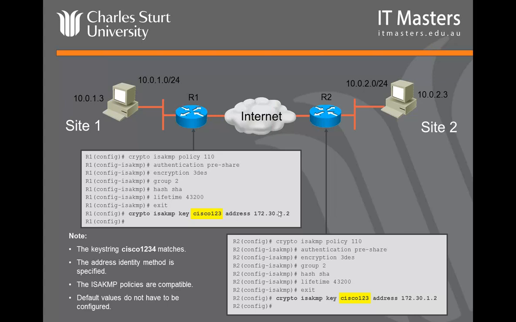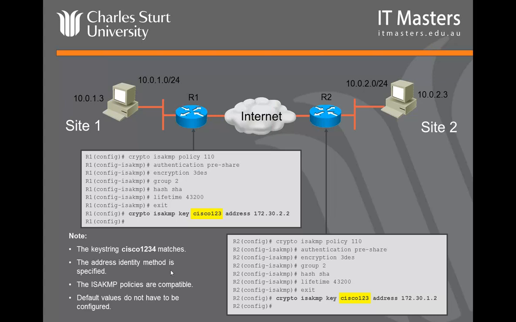And then the address of the remote peer. In this case, this is on router 1, so this would be the remote peer on the internet connected interface on router 2. Conversely, on router 2, we would have identical configuration, but just the peer address would change, because there's no good having the peer address of yourself on this particular router. So, note the key string cisco1234 matches.